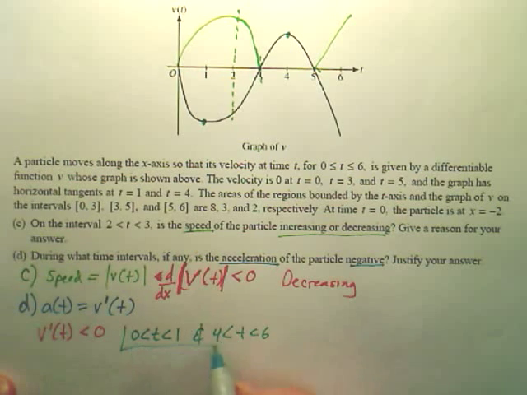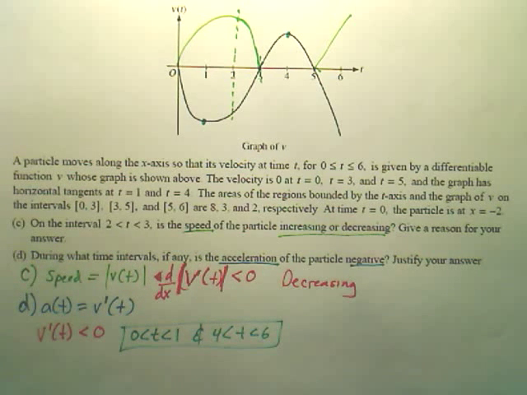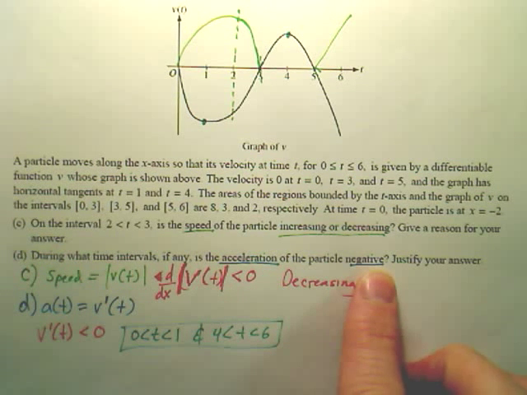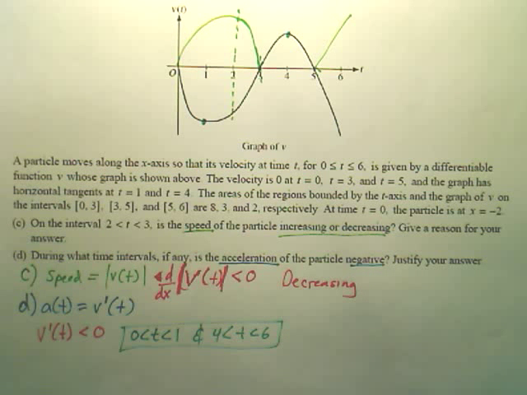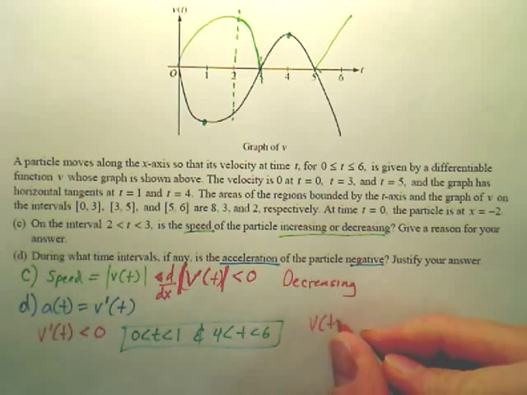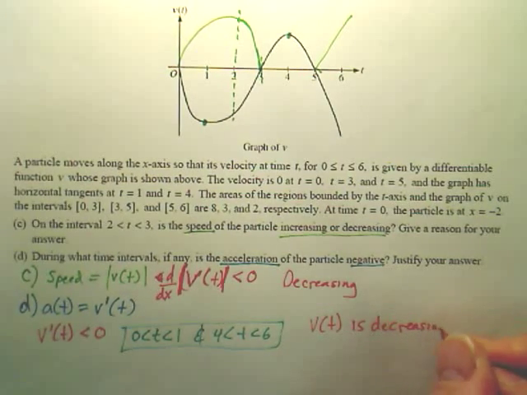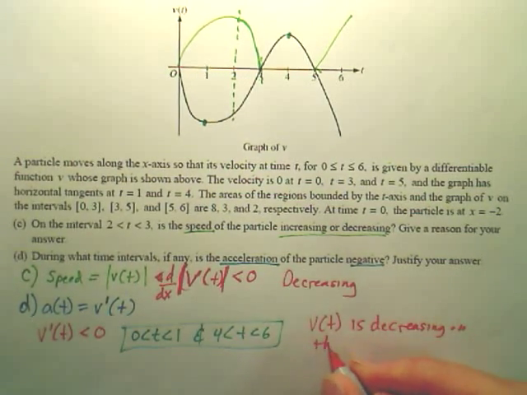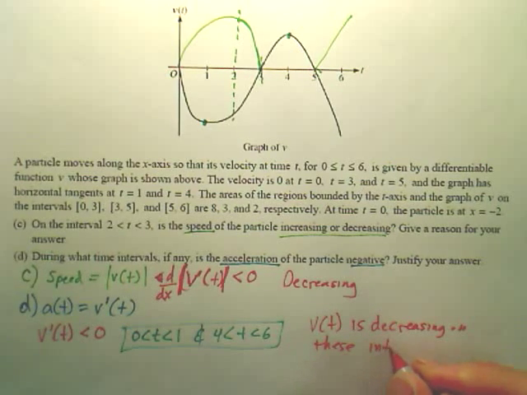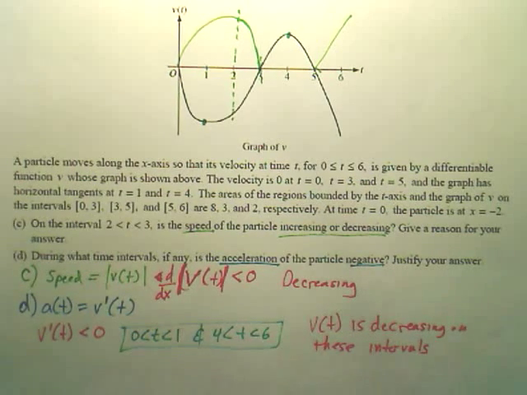Thus, this is where my acceleration is negative because it is decreasing. Another way of saying it is v of t is decreasing on these intervals. v of t is decreasing on these precise intervals.